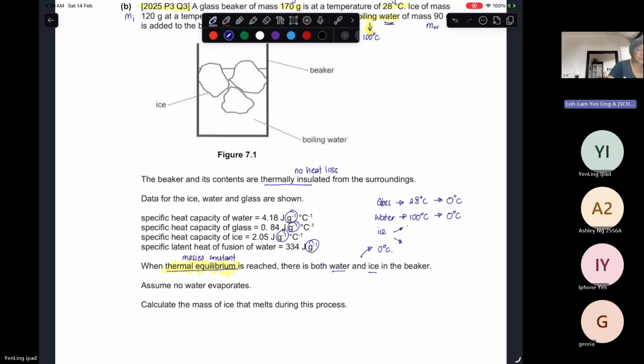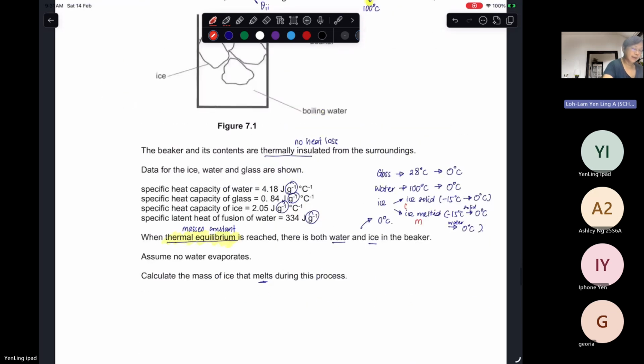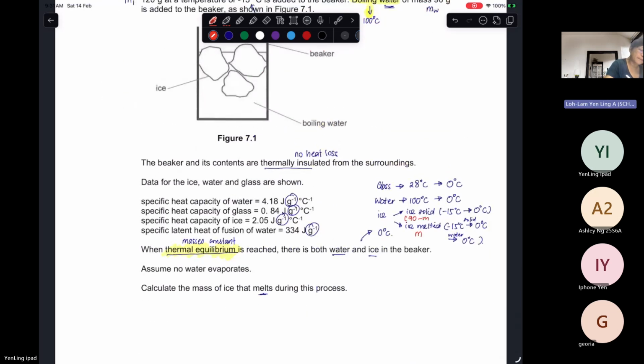You have ice that stayed stable, okay, as solid, and it went from minus 15 degrees Celsius all the way to 0 degrees Celsius. You also have ice that melted. And for the ice that melted, it went from minus 15 degrees Celsius to 0 degrees Celsius solid. And then it went from solid at 0 degrees Celsius to water at 0 degrees Celsius. And this is the ice that melts during this process. And if you call this M of unknown, all right, then this one would be 90 grams minus M.